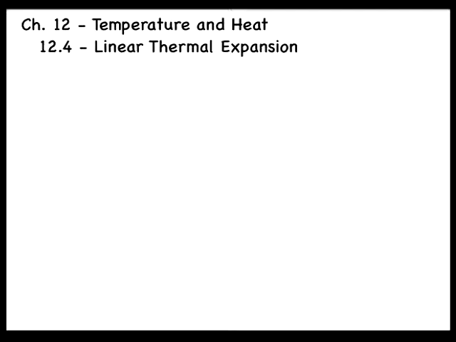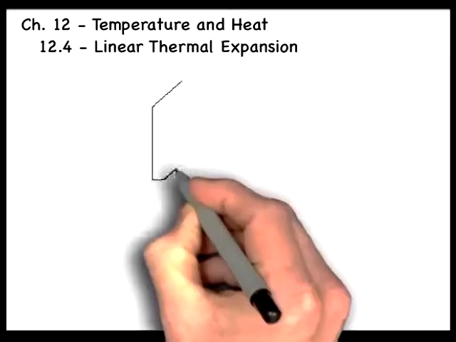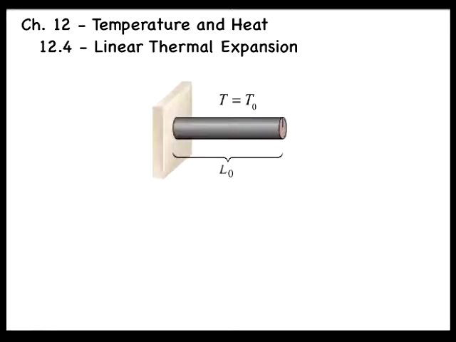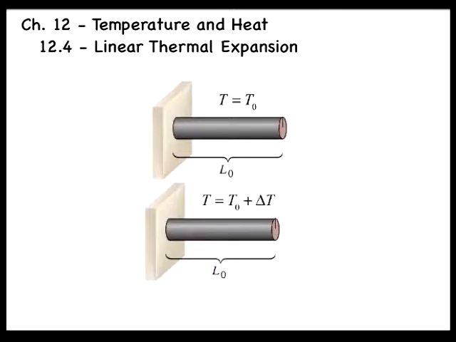The increase in any one dimension of a solid is called linear expansion, linear in the sense that the expansion occurs along a line. Suppose we start with length L0 when the temperature is T0. When the temperature of the rod increases to T0 plus delta T, the length becomes L0 plus delta L, where delta T and delta L are the changes in temperature and length, respectively. Conversely, when the temperature decreases to T0 minus delta T, the length decreases to L0 minus delta L.